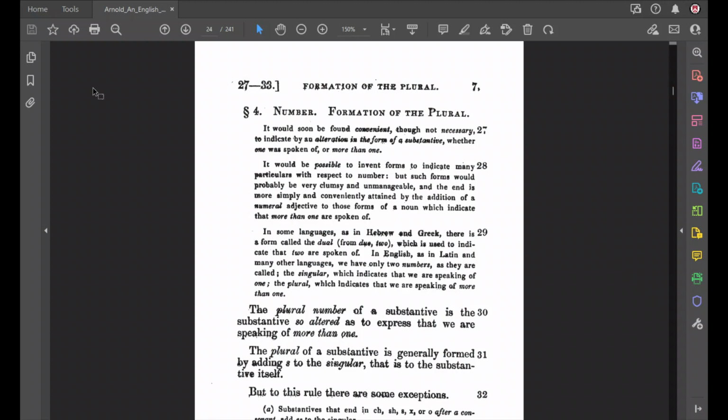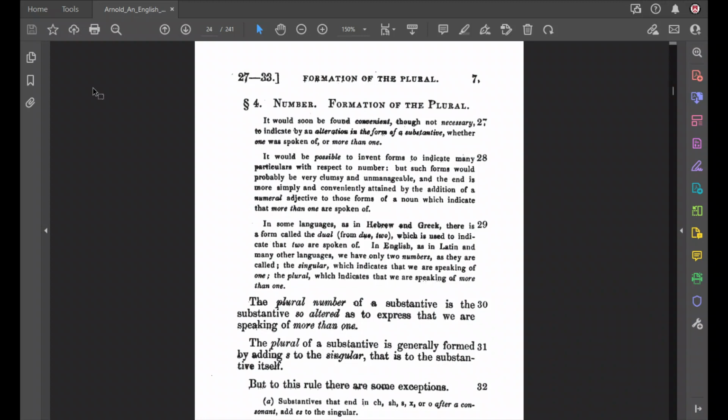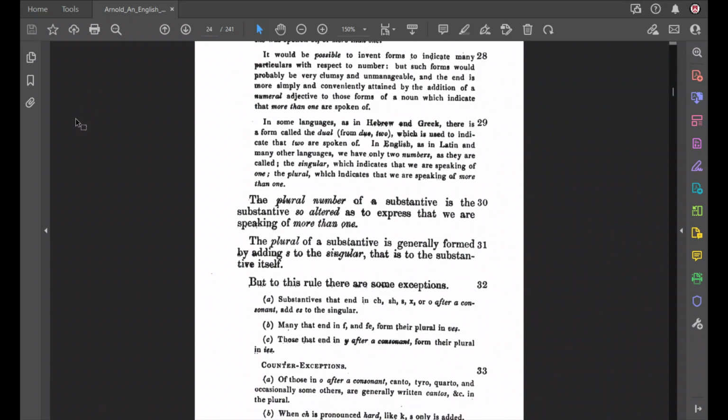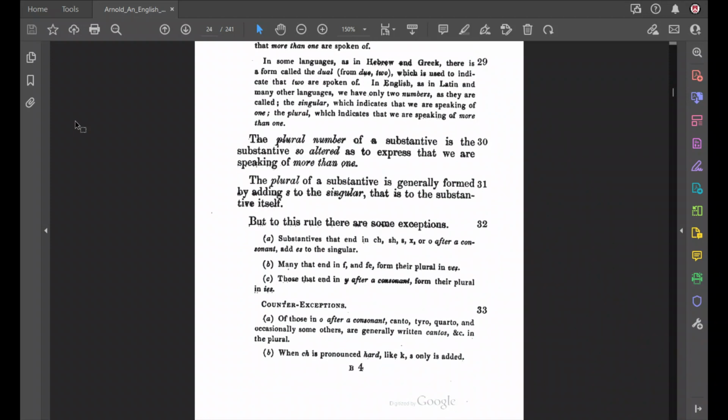The plural of a substantive, this is Article 31. You see the numbers are on the right side of the page. The plural of a substantive is generally formed by adding s to the singular, that is, to the substantive itself. So first and most simply, we learn the way that the plural is formed, and this is not complicated stuff, this is just simple grammar.